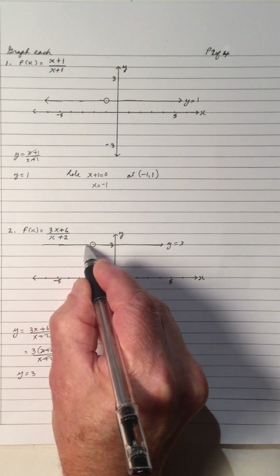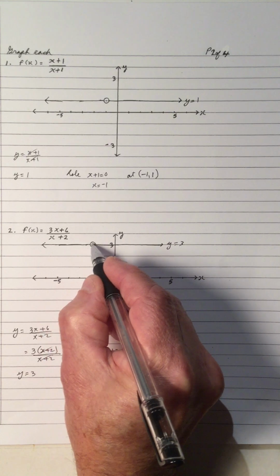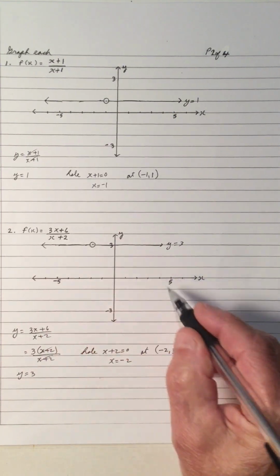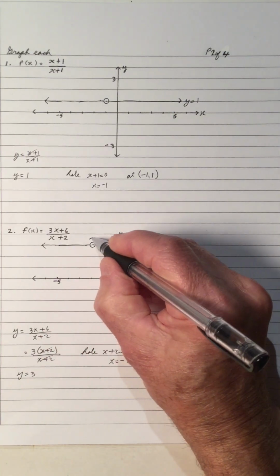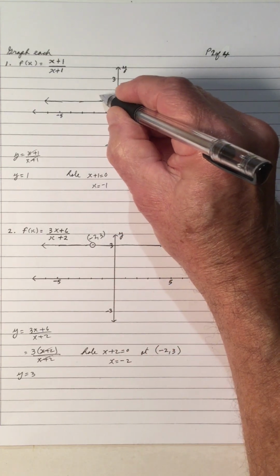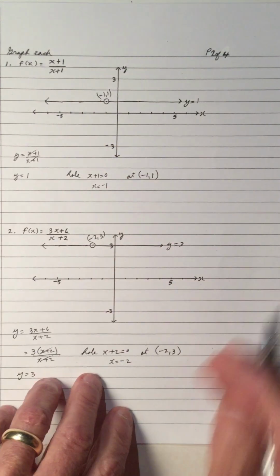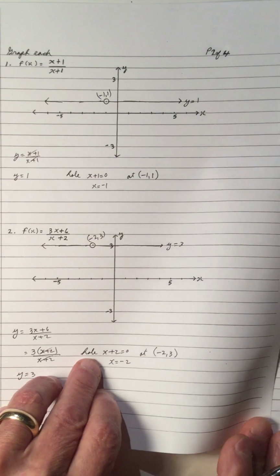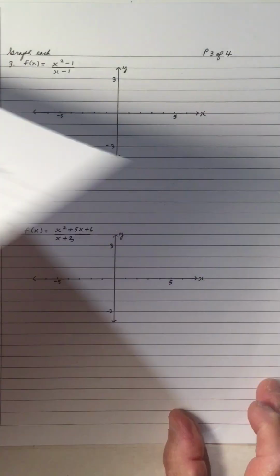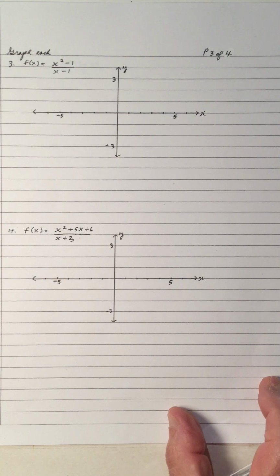You can plug this into a graphing calculator and you'll see this hole. There's the hole at this point. So this point here is negative 2, 3, and this point here is negative 1, 1. So let's continue with some more examples. Again, notice there's a GCF in the numerator and denominator.